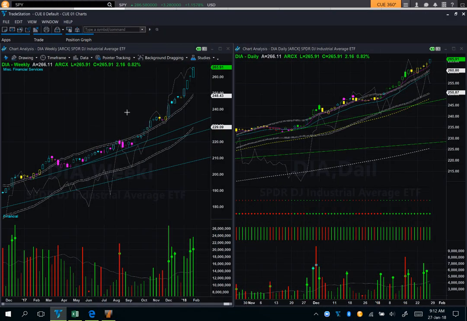DIA chart is very similar to SPY. It went up with a very bullish shape candle and it went up with very high activity as well. Again, in the daily chart, it is above the upper boundary for many days. There is no low risk entry opportunity right now on the long side.